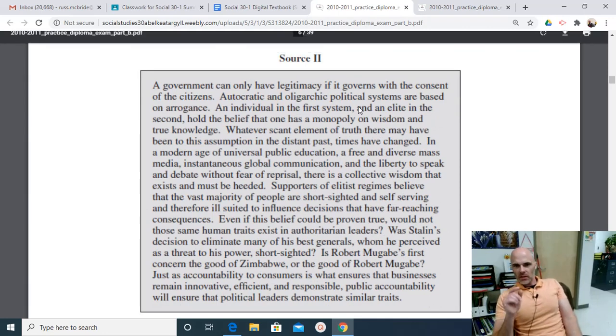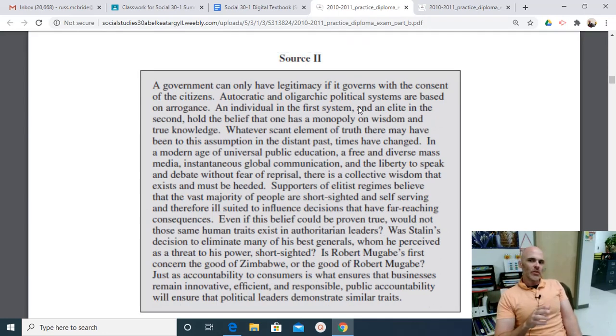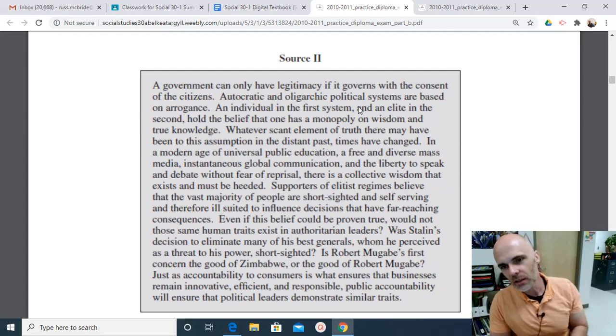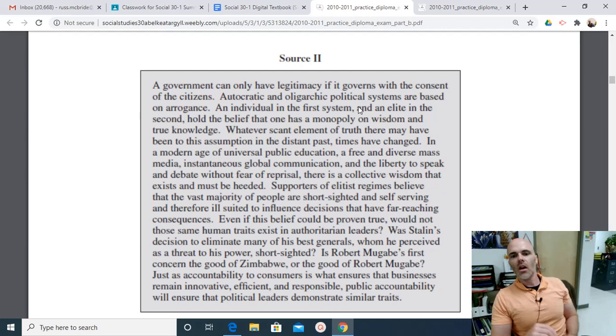A government can only have legitimacy if it governs with the consent of the citizens. Now, another thing about doing these multiple choice, this should be helping you with your writing. These are great statements that you could be making in your own writing. Autocratic and oligarchic political systems are based on arrogance. An individual in the first system and an elite in the second hold the belief that one has a monopoly on wisdom and true knowledge.